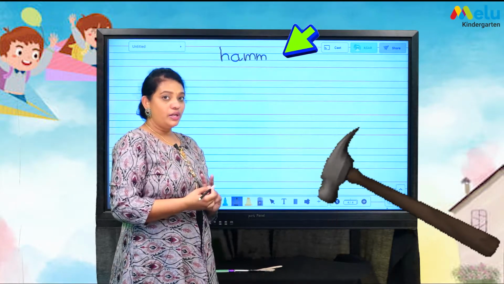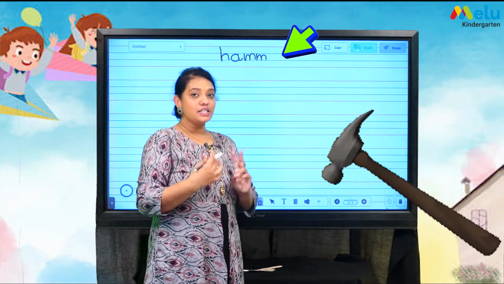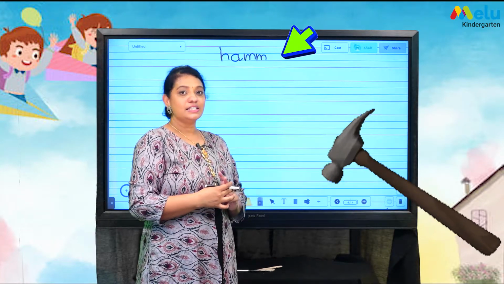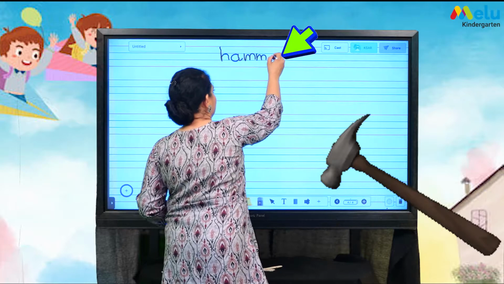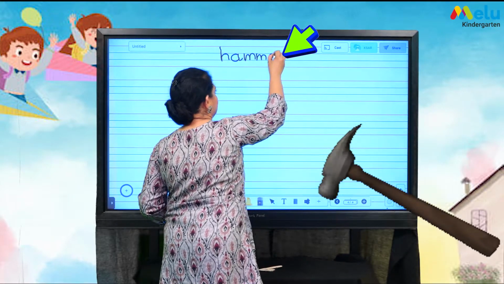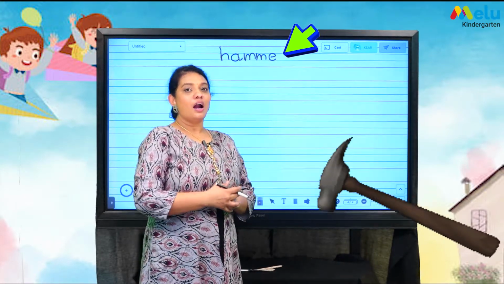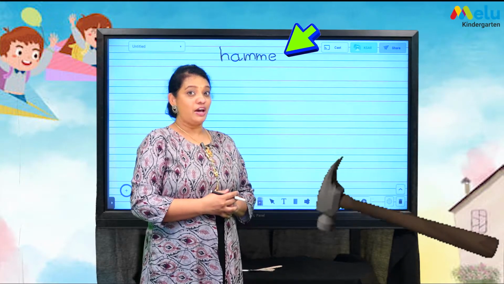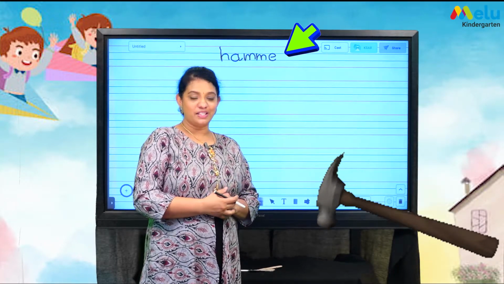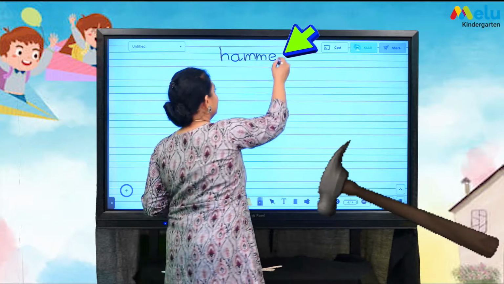And the second sound is A. So which letter sounds A? Yes, it is E. And the last sound is R. Yes, we have written it so many times, right? It is R.